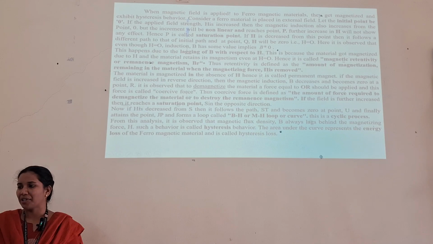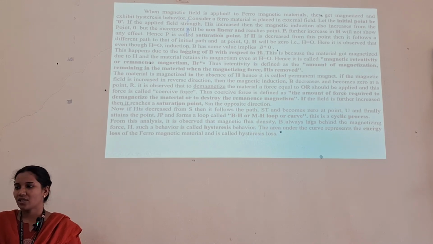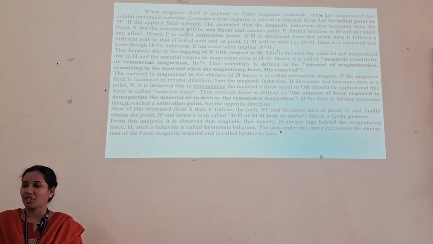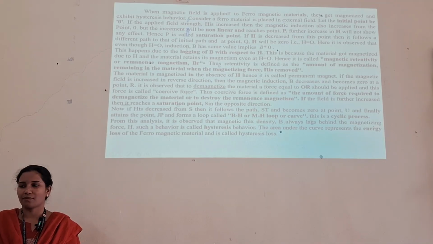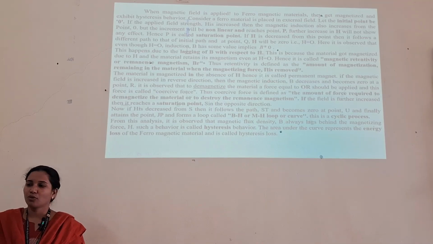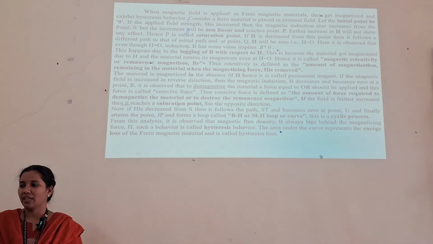This is because the material got magnetized due to H, and the material retains its magnetism when H is equal to 0, which is known as magnetic retentivity or remanent magnetism. That can be denoted by BR. Thus, retentivity is defined as the amount of magnetization remaining in the material when the magnetizing force is removed. The coercive force is defined as the amount of force required to demagnetize the material or to destroy the remnant magnetism.